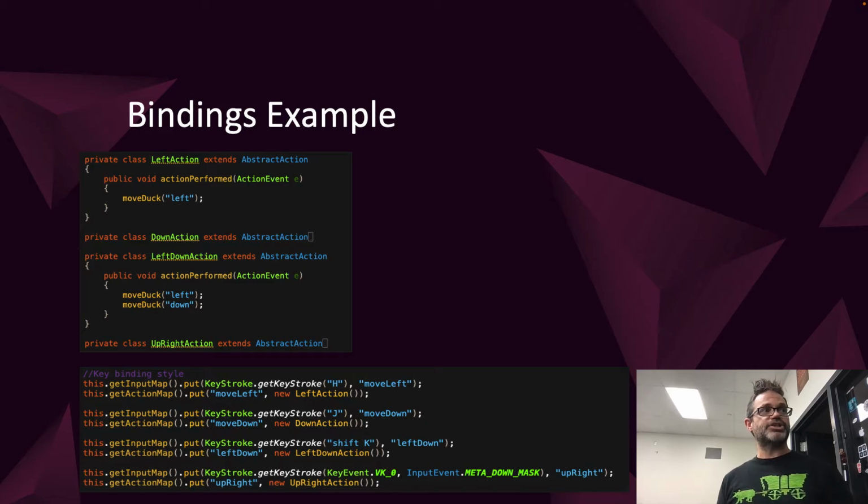And so my left action extends AbstractAction. And as you can see right here, I have an actionPerformed, ActionEvent e, and I move duck left. And then I have left down action, which also extends AbstractAction. And inside there, it's just move duck left and move duck down.